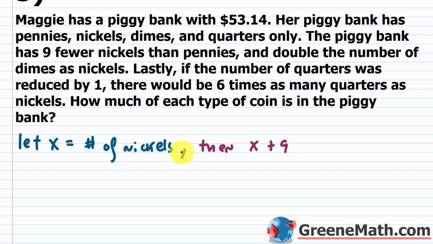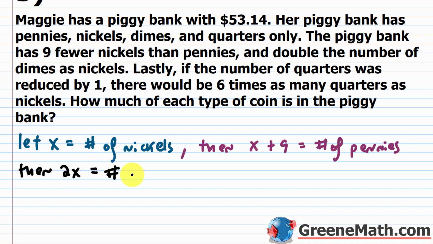So the number of nickels plus 9 more would be equal to the number of, in this case, pennies. Then we have double the number of dimes as nickels. So take the number of nickels, which is x, and double that. That's 2x. That's going to be your dimes. So let's put then. We'll say 2x is equal to the number of, in this case, dimes.